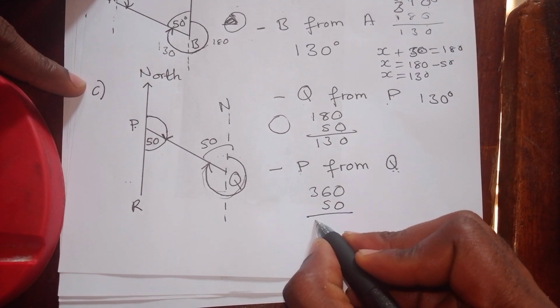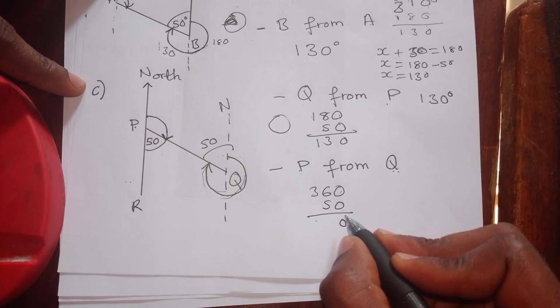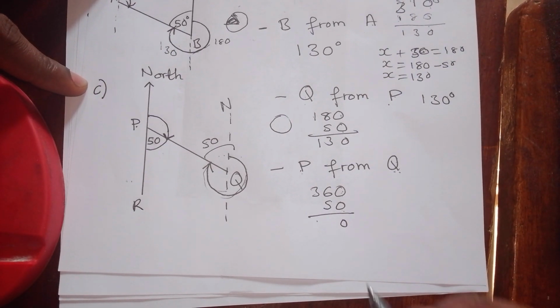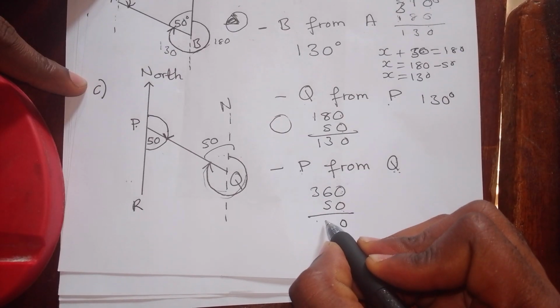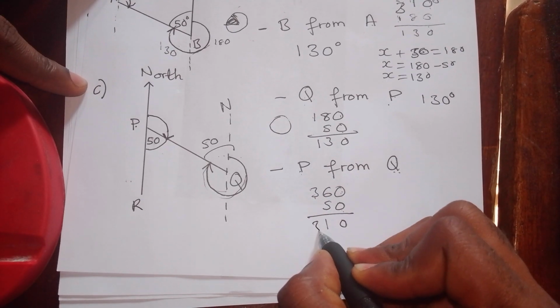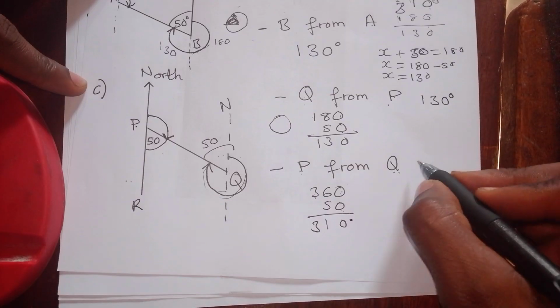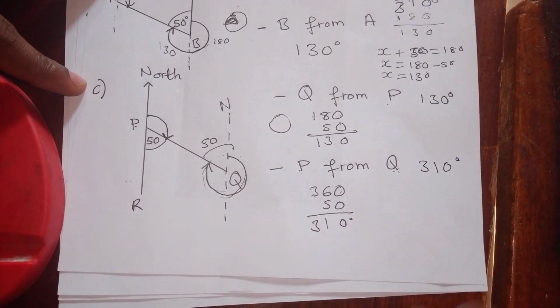So this is just one way. Another one can see it differently and still get the same correct answer. So 6 minus 5, you have a 1. 3 minus nothing, you have a 3. So this is 310 degrees.